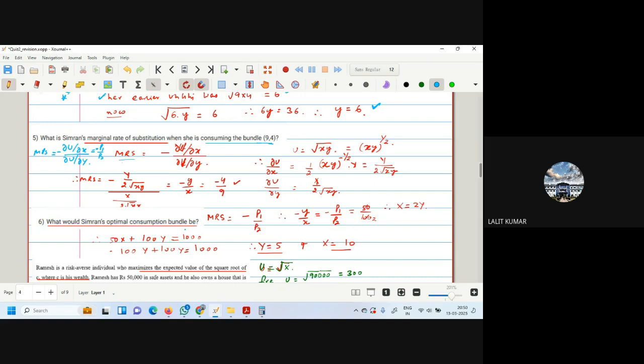So the utility function has been given. We take delta U by delta X, which comes to Y divided by 2 root xy. And then for Y, it will come X by 2 root xy. So we put it in the formula, and we get minus Y by X. The X and Y values have been given, 9 and 4. So we put in the values, Y as 4 and X as 9. So the answer is minus 4 by 9.